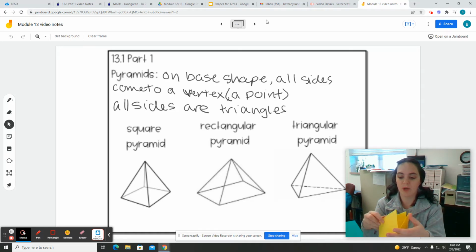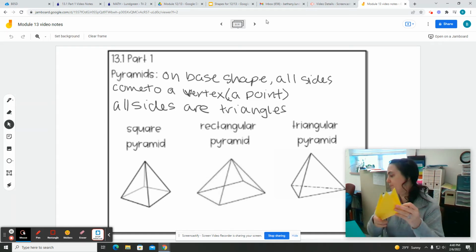Okay, so on a square pyramid, basically you have 2 different shapes. You have a square, and then you have 4 of the same exact size triangle. Okay.